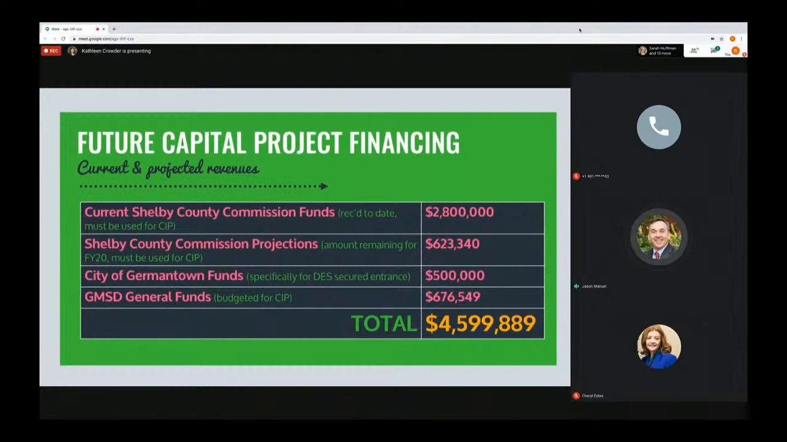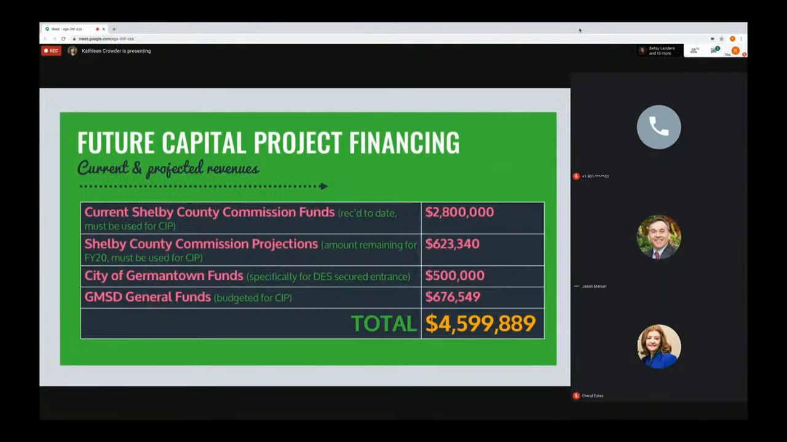So just so you can be aware of what we have already received, the chart that you see on the screen, to date, we have received almost $2.8 million for CIP projects from Shelby County Commission. We have to spend those on capital improvement projects. We're also projected to receive another $623,000 in county commission funds that have already been budgeted, and we should see those by the end of the year.